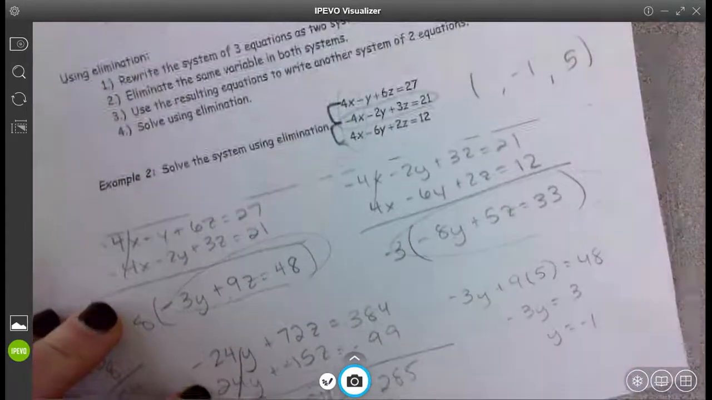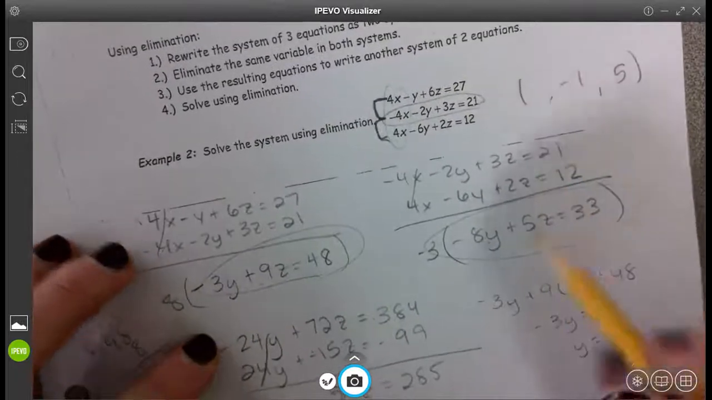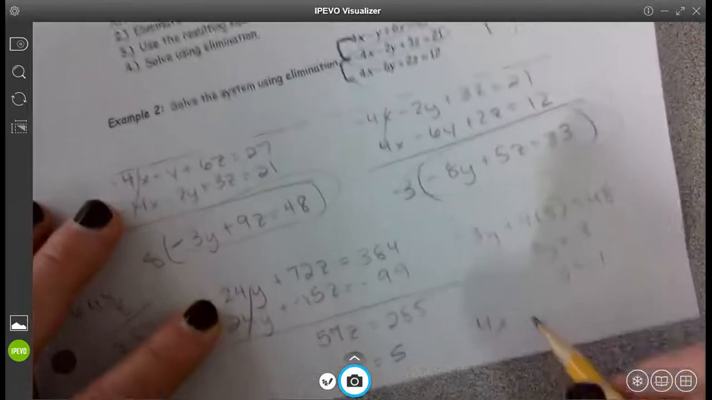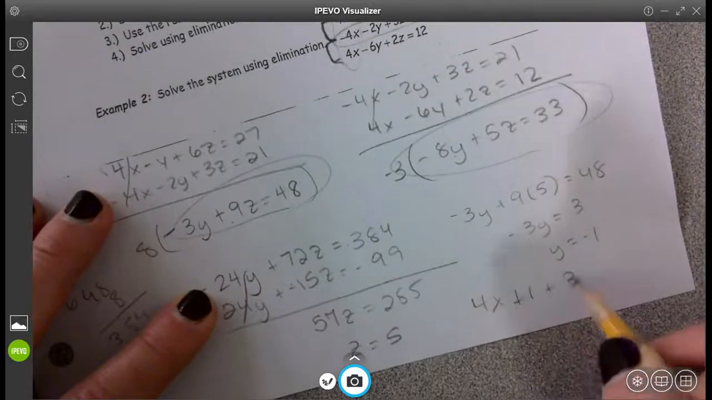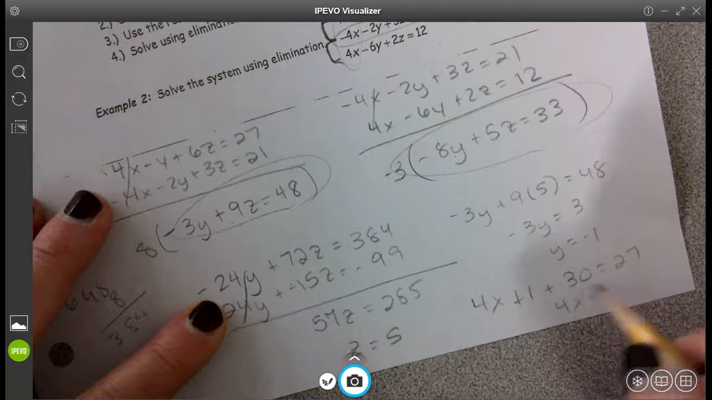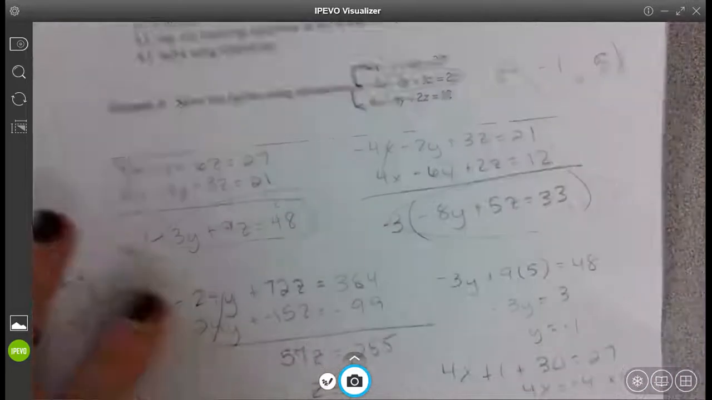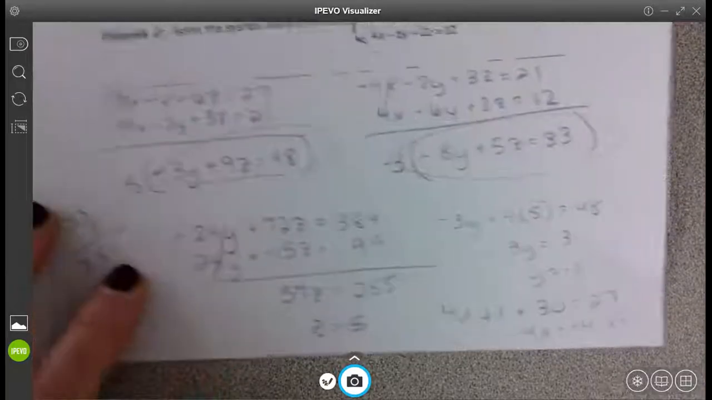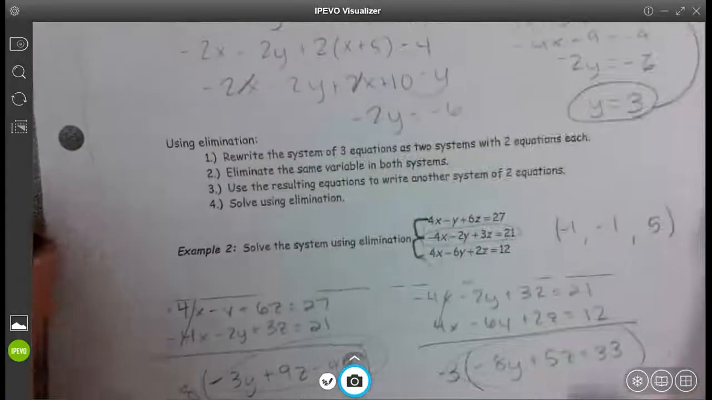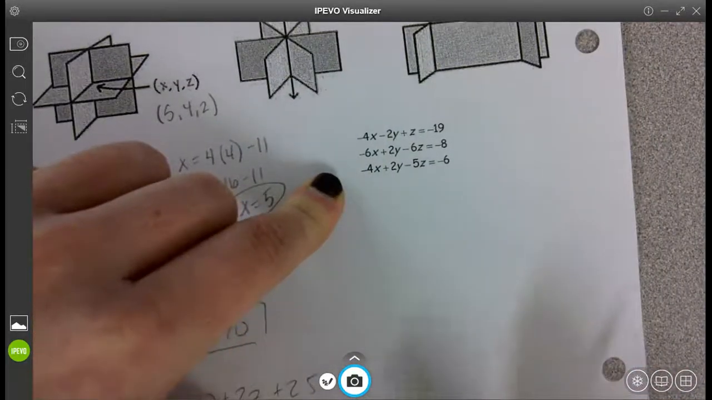y is -1. And x is going to be, well, you go back to the original equation, 4x minus a -1 plus 30 equals 27. So 4x, x equals -1. The beauty of math is you can check your work. Plug it back in. So that's how you complete elimination. I want you to pause the video and try this one on your own. Come back and check your work.